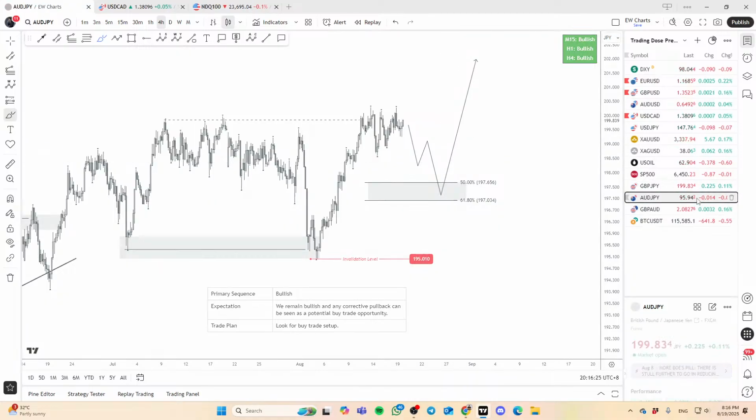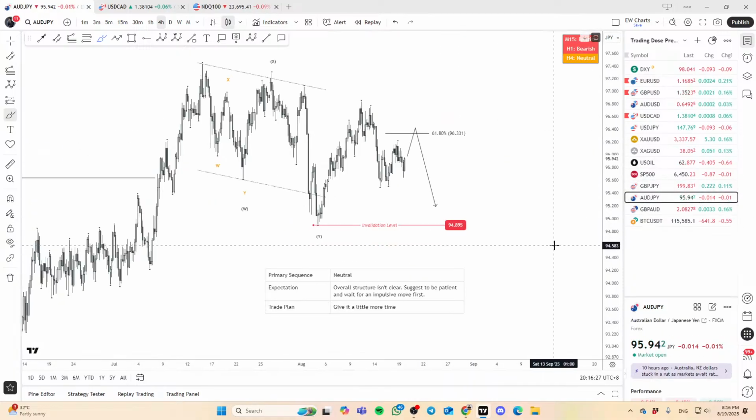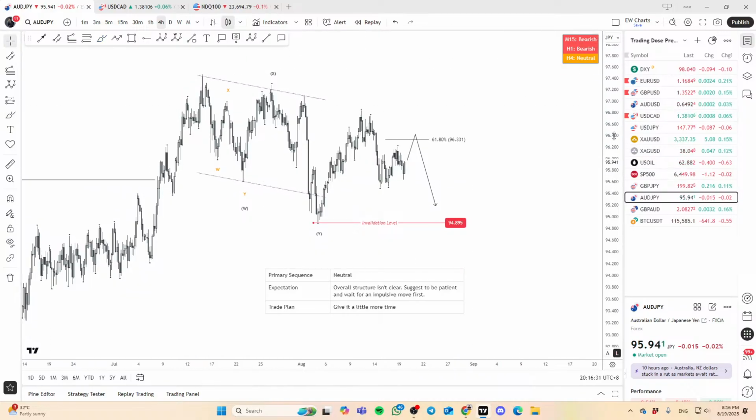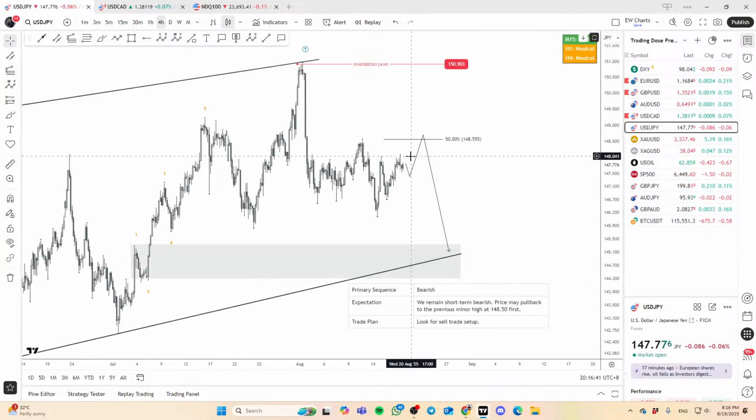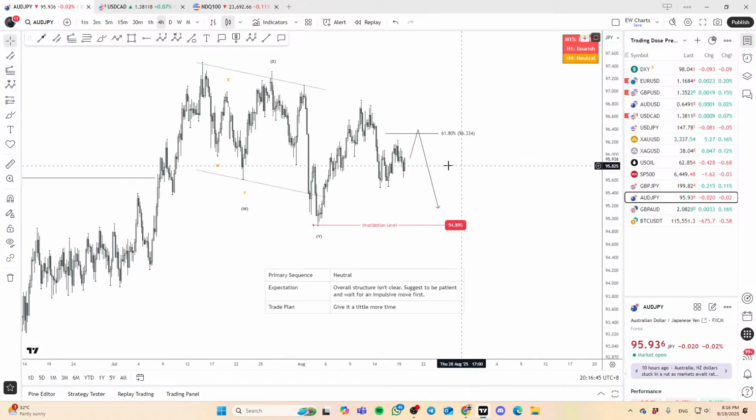Then we have the Aussie yen. Aussie yen here is, I would say, quite close to what we anticipate in terms of the dollar yen. Pattern structure is a little bit different, but the direction overall is the same. So short-term upside, then we'll look to sell. Aussie yen here as well, short-term upside, then we'll look to sell.